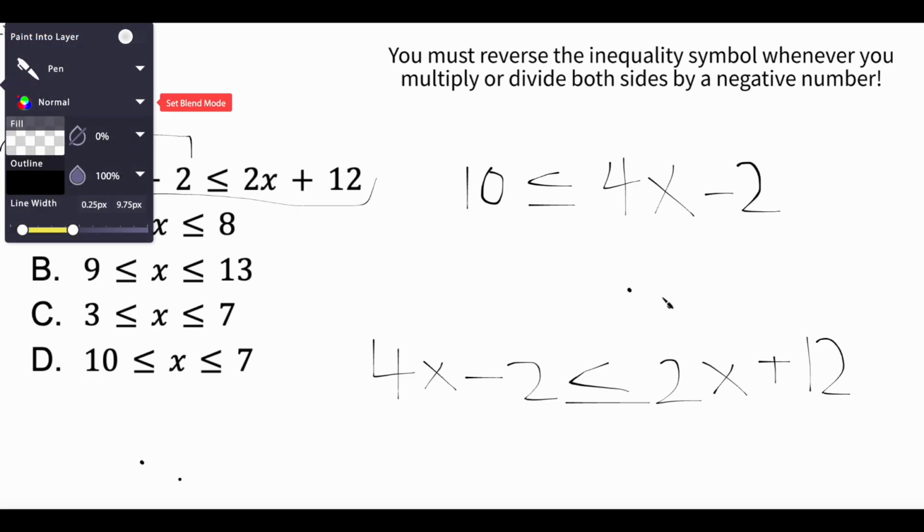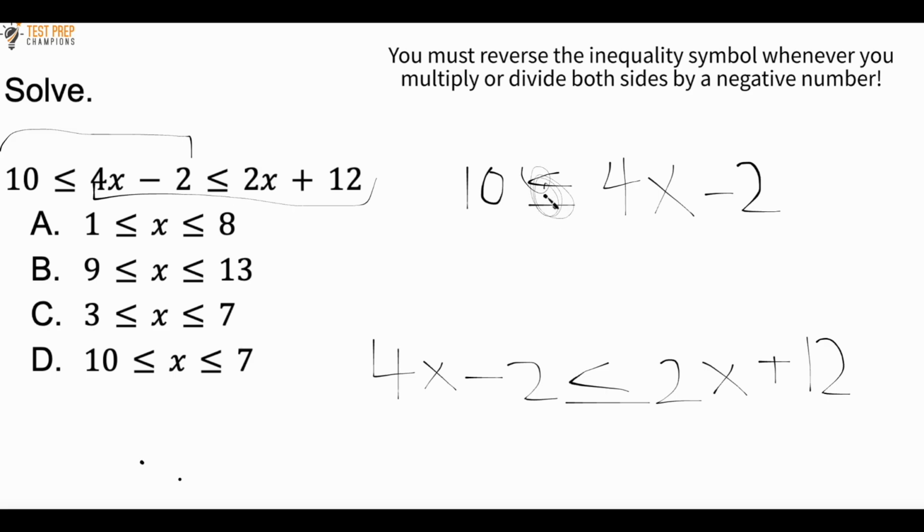So more or less what we're going to do here is treat this problem, that 10 is less than or equal to 4x minus 2, just like we would if we had 10 equals 4x minus 2. The only difference is that we have to check and see if we're multiplying or dividing both sides by a negative number. And if we do that, then we're going to have to reverse the inequality symbol. All right, so let's handle the question here.